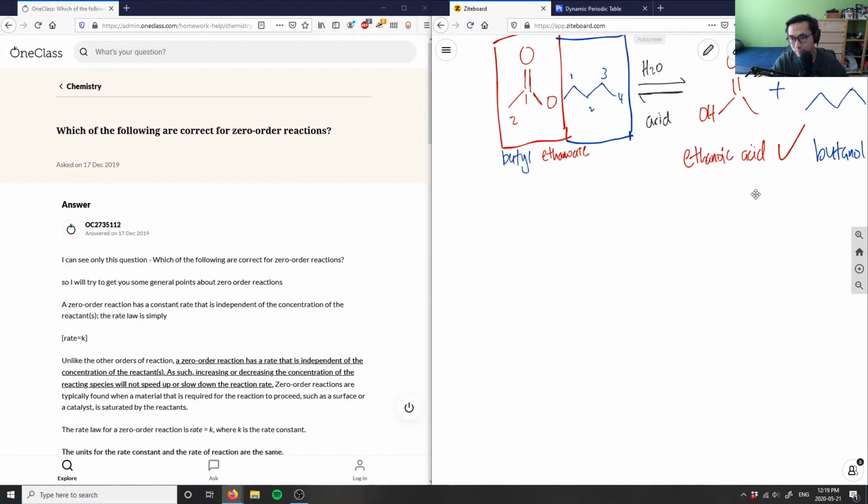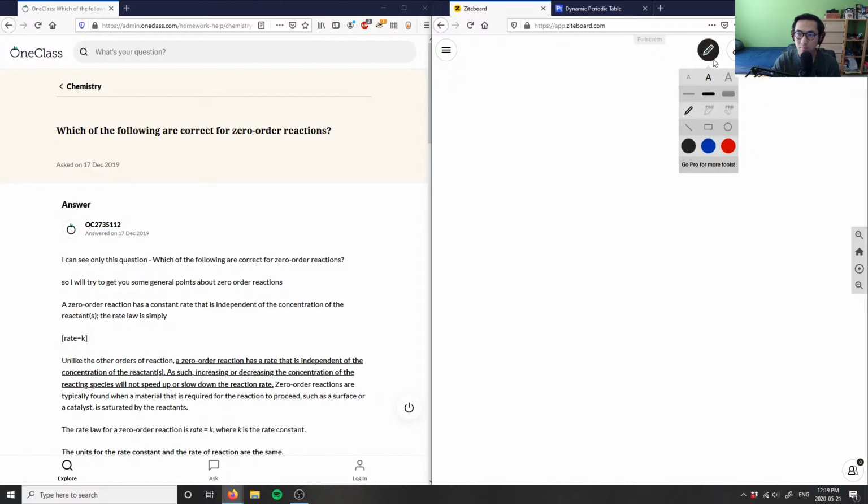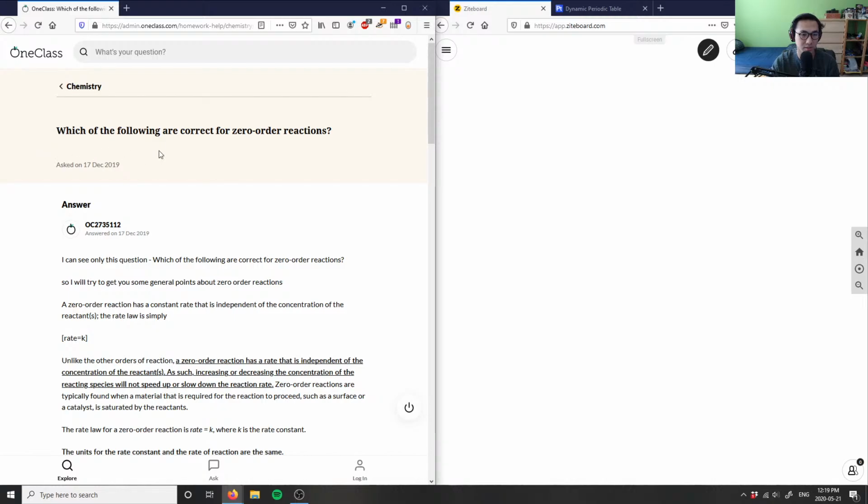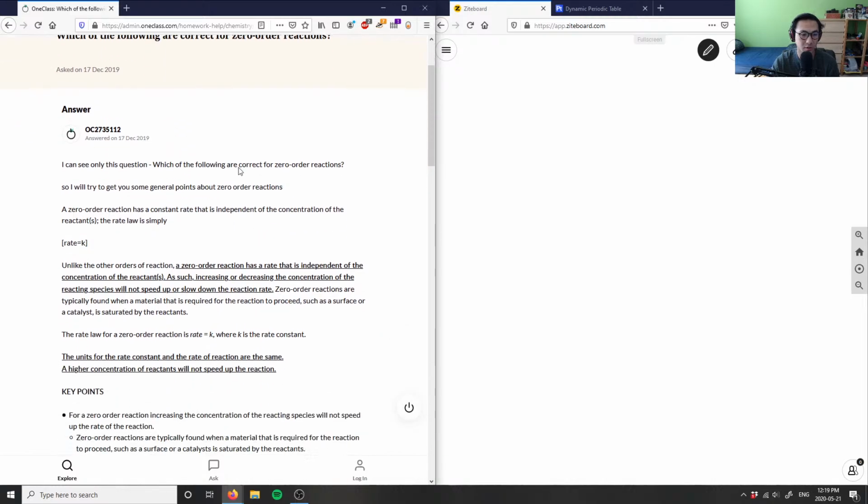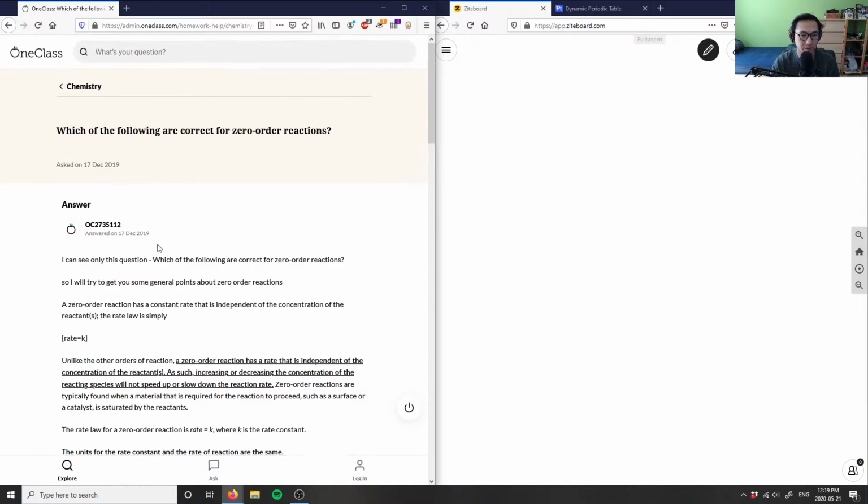Number 4. Which of the following are correct for zero order reactions? So I actually don't have a question that's given here, so I might just have to look at the solution for me to solve this here. Because I'm not given a question, it says which of the following, and I don't have anything. So let me just check the solution to see what they're doing here. So this is about zero order reactions.